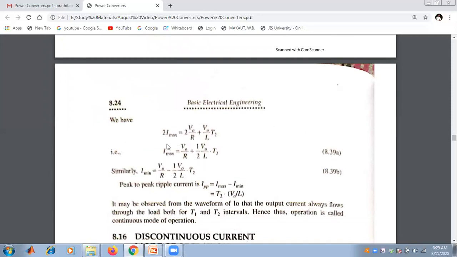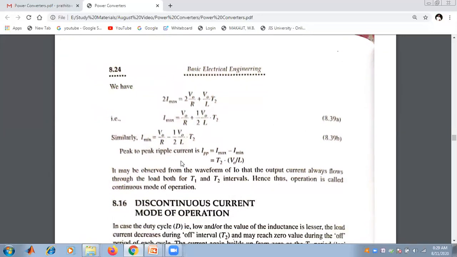This is the value of I max and this is the value of I min. I max is equal to V0 by R plus half of V0 by L T2, while I min is equal to V0 by R minus half of V0 by L T2. So the peak to peak ripple current, that is the difference between the maximum and the minimum current, is equal to T2 into V0 by L.